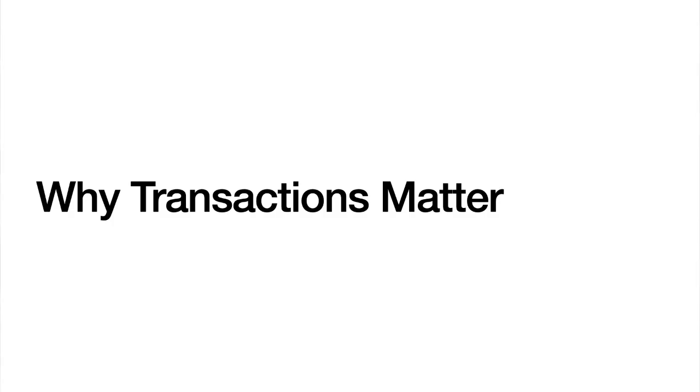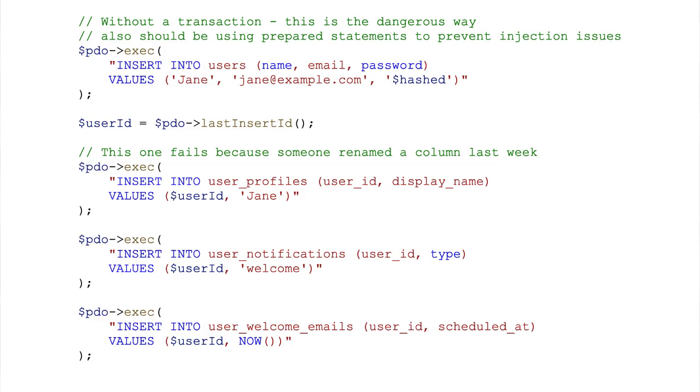So let's start out by looking at the code that can cause a mess with our user registration. Here is a simplified registration flow that inserts into 4 tables, one at a time. Now, if the second insert fails, the users row has already been committed, and you now have a user who exists but is missing some of their data. A transaction solves this by grouping all 4 inserts into a single unit. Let's rewrite our registration flow using transactions so we don't need to worry about this type of bug.